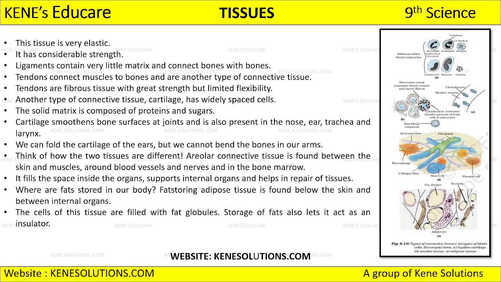One type of connective tissue is areolar connective tissue. The other type that we have is fat storing adipose tissue, which is found below the skin and between the internal organs. Where is this stored? Fat storing adipose tissue is found between the skin and the internal organs.